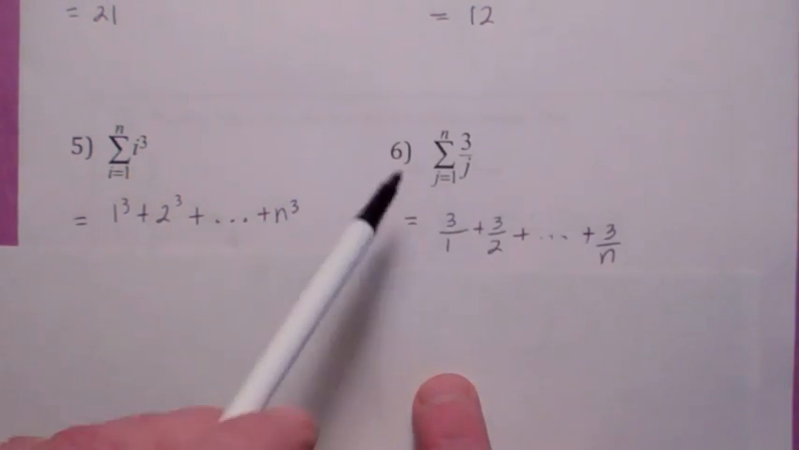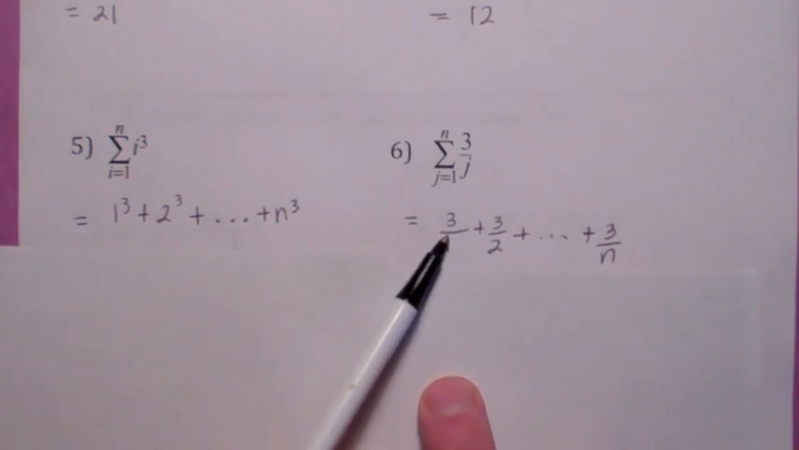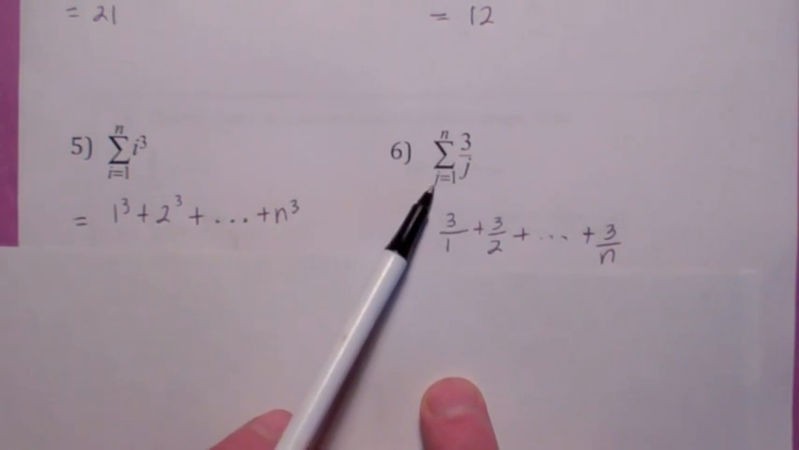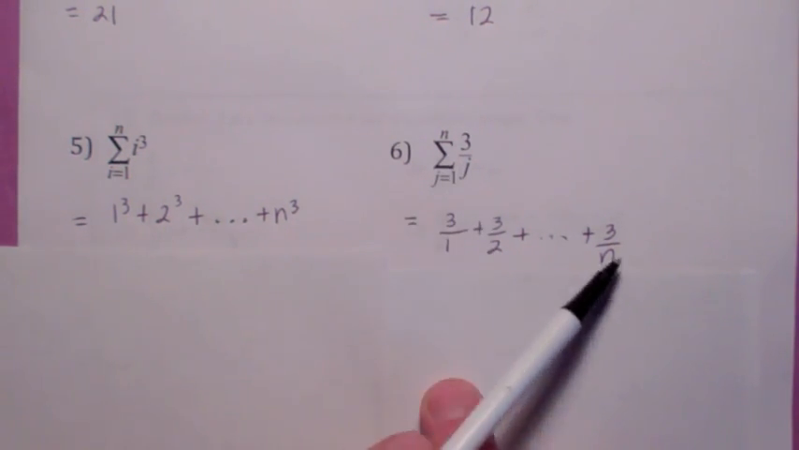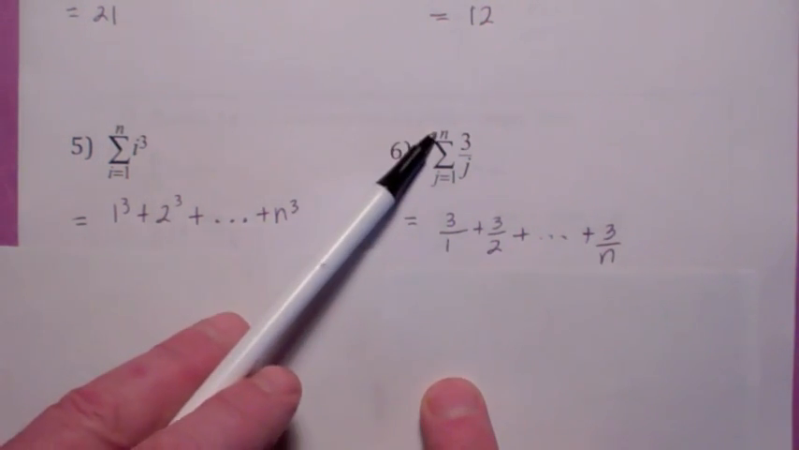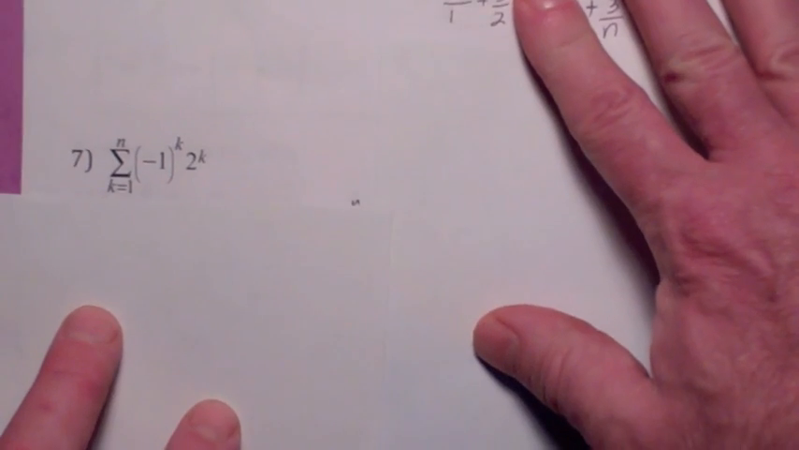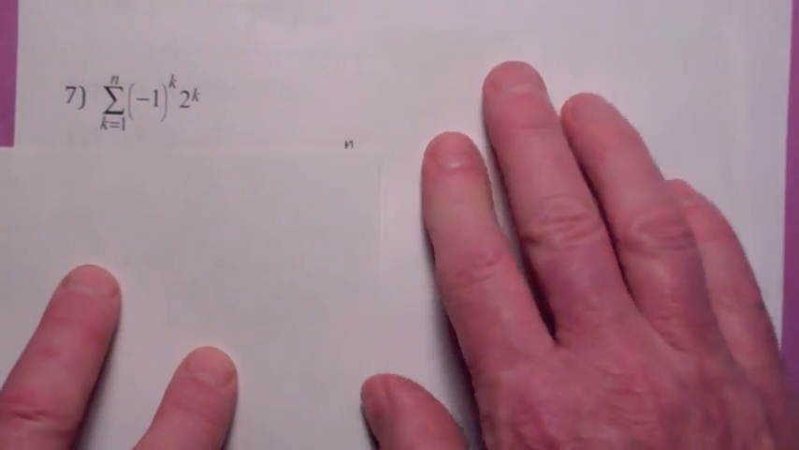This one right here, j equals 1 to n of 3 over j. j is 1, so the first term would be 3 over 1. Added to, when j is 2, you get 3 over 2, and so on, all the way up to the last term, when j equals n, it'll be 3 over n. See it?